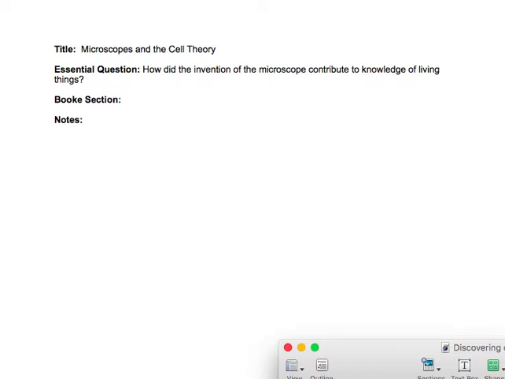Please note that we are working in a new book now. We're working on chapter 1, section 1 of Discovering Cells, which is in the Cells and Heredity book, which we read from yesterday. Now let's get into our notes section.